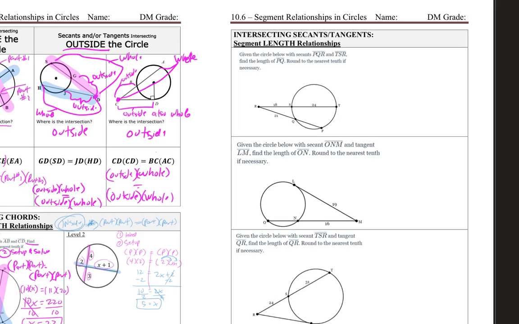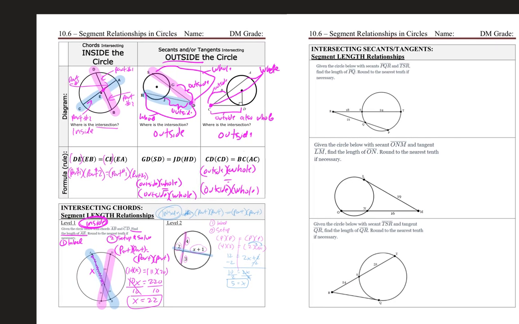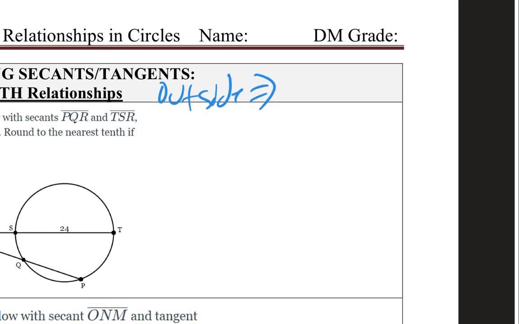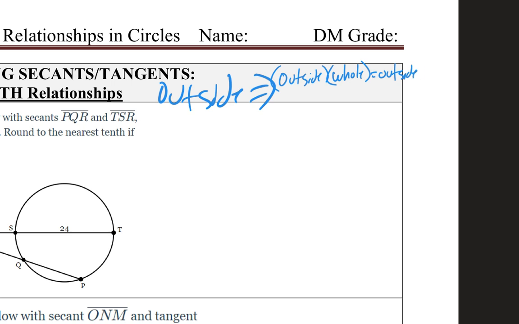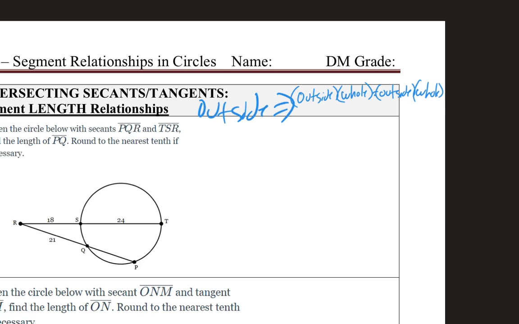All right, once we got that down, let's talk about intersecting secants and tangents. So all of these intersect on the outside, right? So we know our rule is, if it's on the outside, we're going to say outside times the whole equals outside times the whole. Okay, let's write that down. Outside times the whole equals outside times the whole. Okay, that's our rule. Outside times the whole equals outside times the whole.